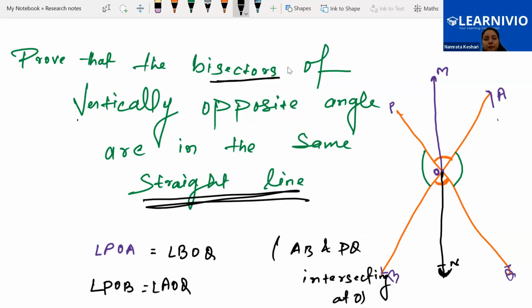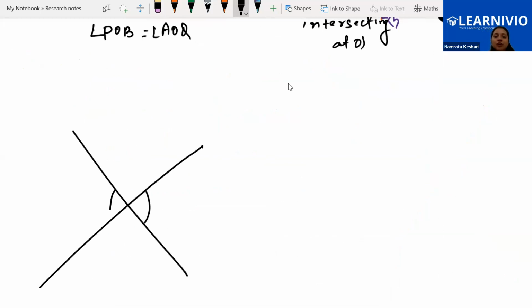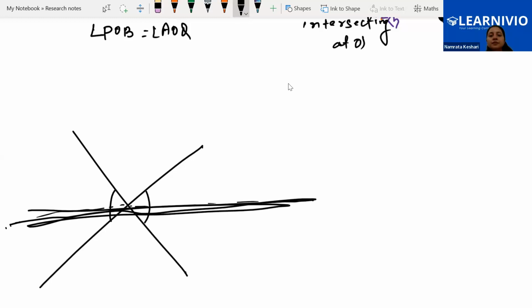Now we have to show just one. One pair of vertically opposite angles is getting bisected, and we have to show that the bisecting lines lie in the same straight line. We have two lines intersecting each other. This angle is getting bisected by a line, and this angle is also getting bisected by a line. We have to show that this is a straight line, lying on the same straight line. Getting it?